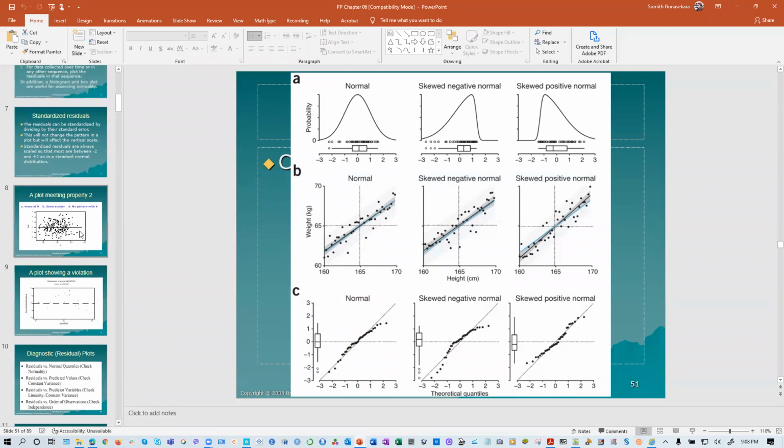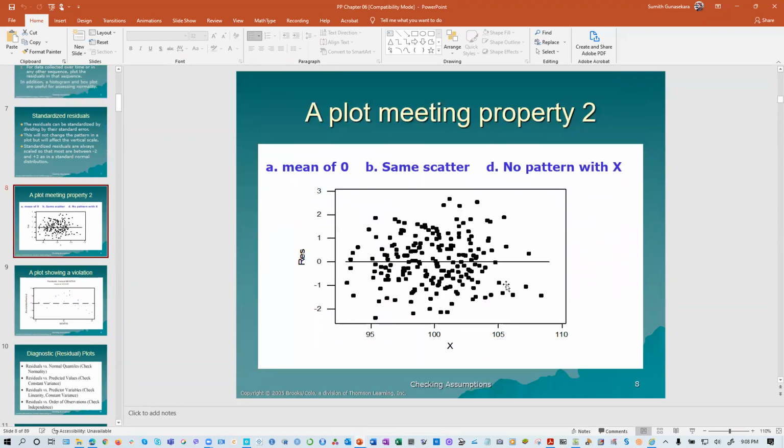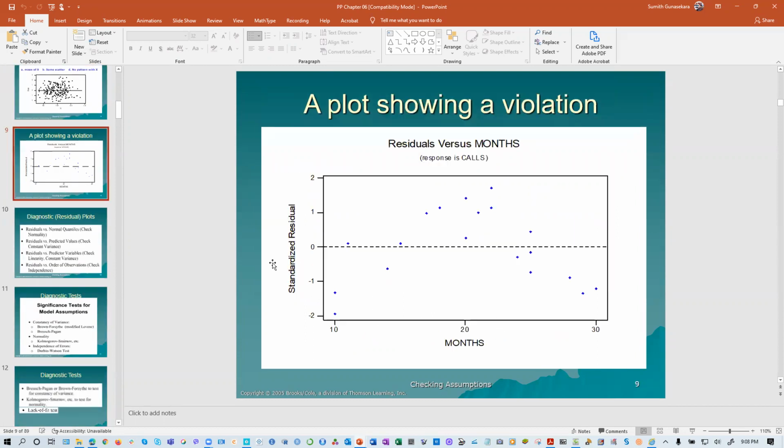That's one or something like that. Okay, if they are nicely distributed above and below the residual zero, then you don't have any pattern. That means definitely you have equal variances and linearity is going to be satisfied. If they go like this, that means heteroscedastic, that means unequal variances, like a funnel type.